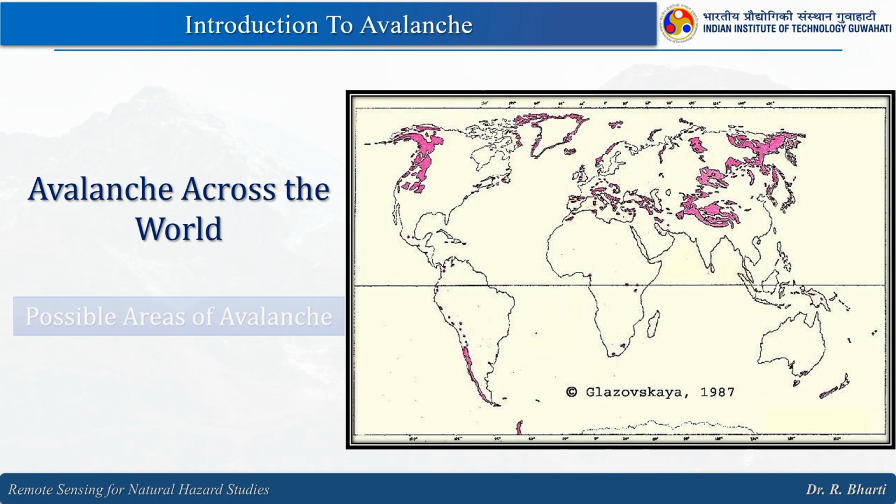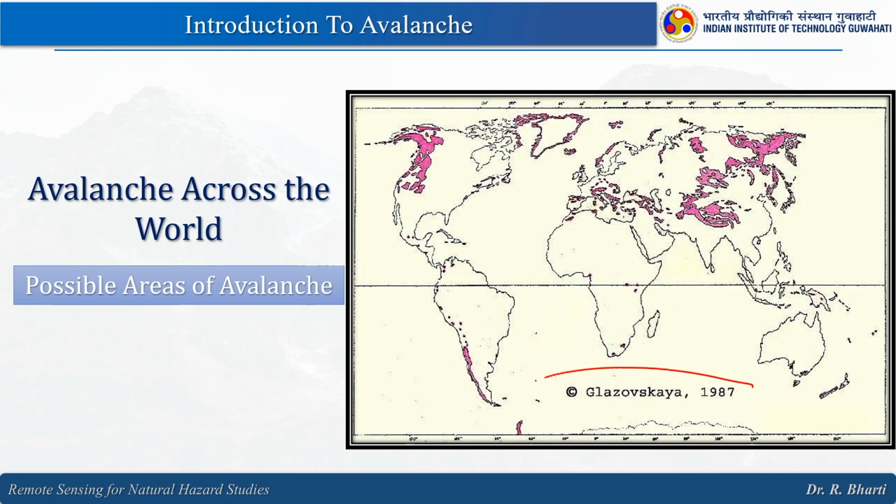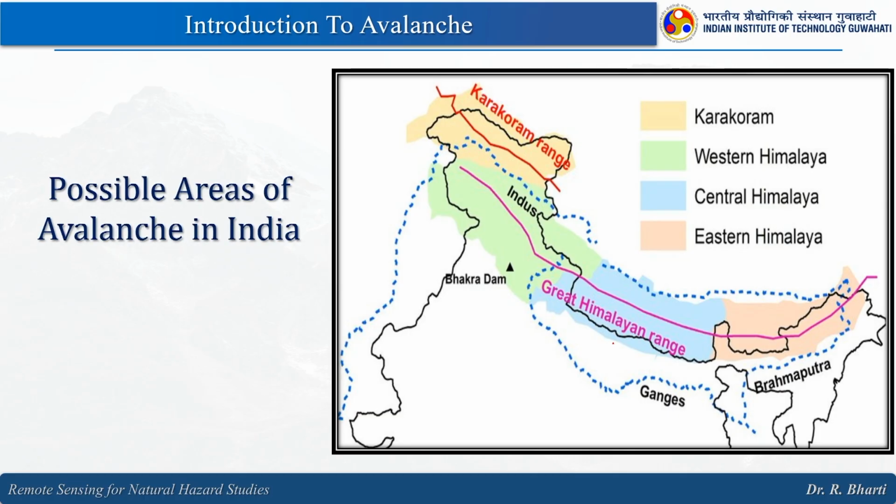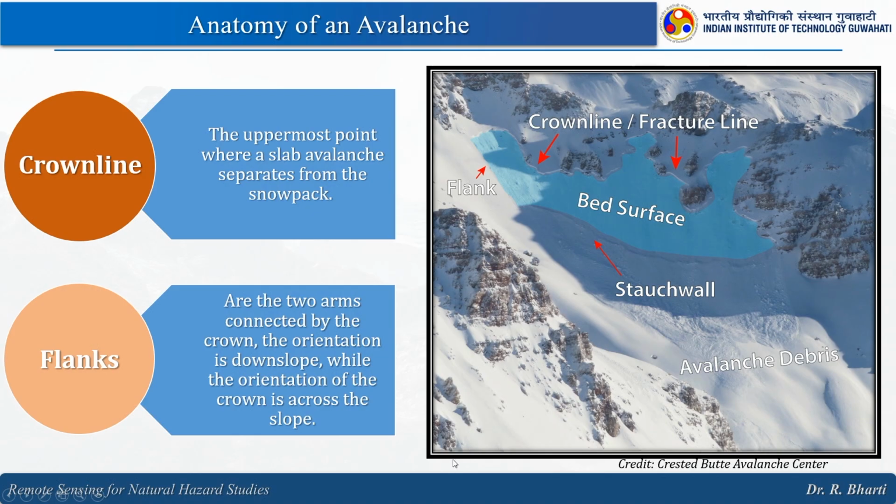These are the locations which were reported in 1987, and these are possible locations of avalanche activities around the globe. And this is from India. So, we have Karakoram, Western Himalaya, Central Himalaya, Eastern Himalaya. These are the possible locations for avalanches, right. So, let us try to understand the anatomy of the avalanches.